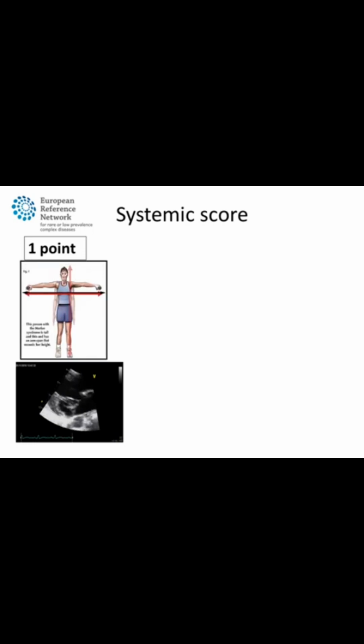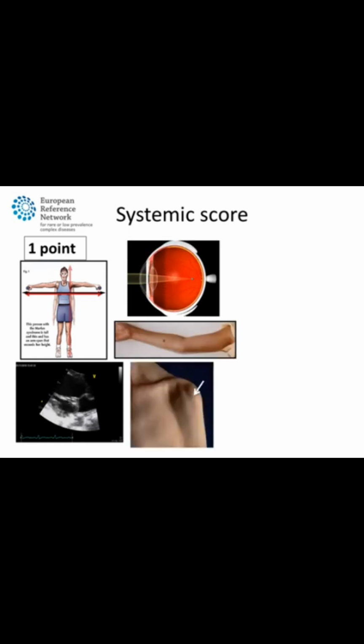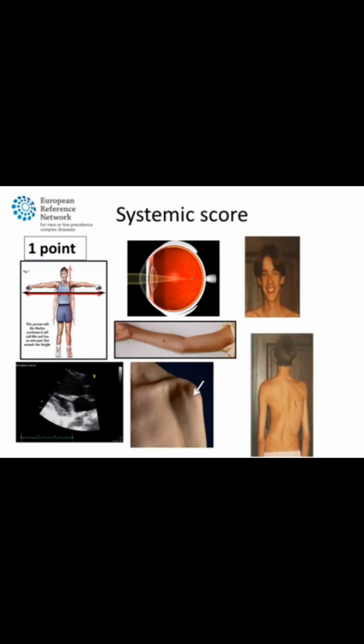Finally, 1 point is assigned to the manifestations of mitral valve prolapse, an increased arm span, myopia, abnormal elbow extension, stretch marks, facial characteristics, and scoliosis and kyphosis.